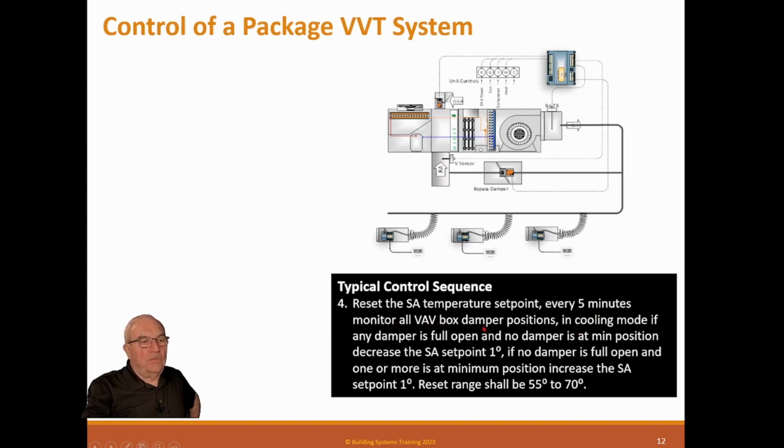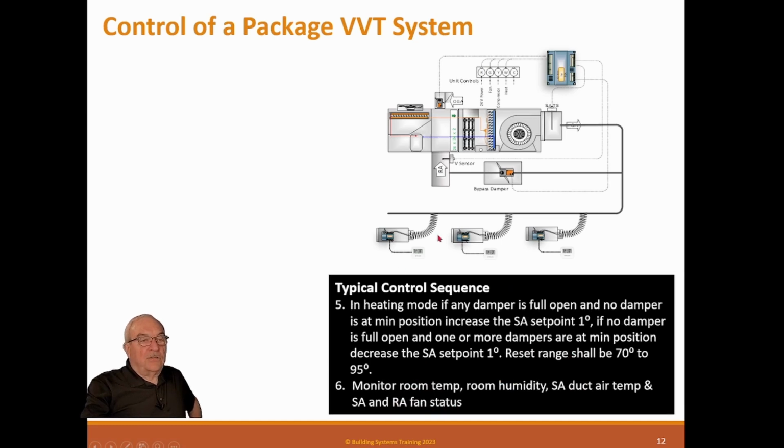If in cooling mode, if any damper is full open and no damper is at minimum position, decrease the supply air set point 1 degree. If no damper is full open and one or more at minimum position, increase the supply air set point 1 degree, right? We're in cooling. Reset range should be 55 to 70 degrees.